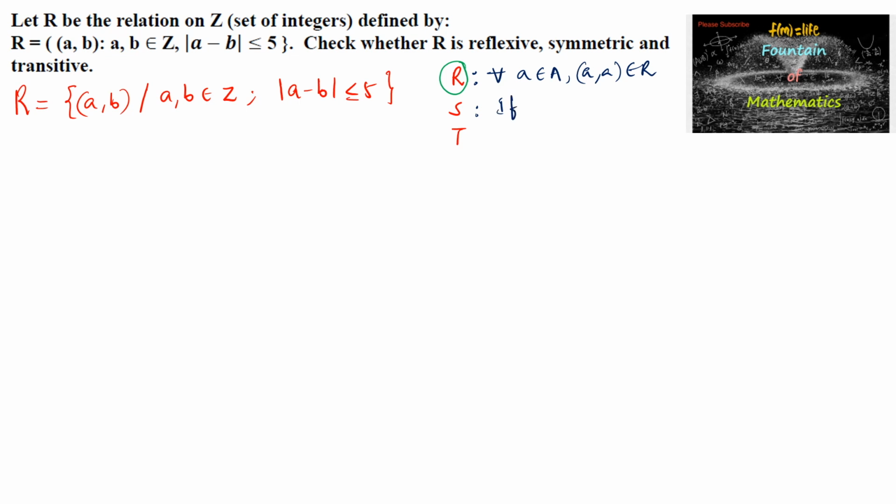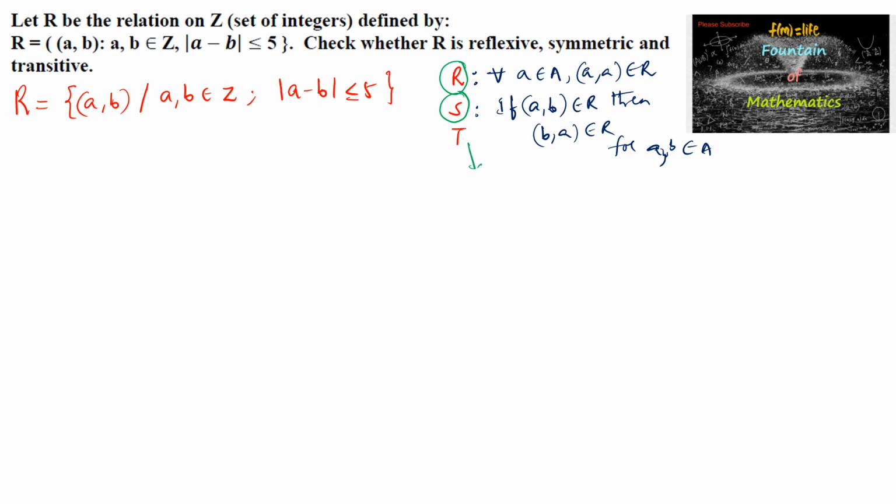if (a, b) belongs to R, then (b, a) belongs to R for a, b belonging to the set A. If a is related to b, then b is also related to a, then we can say that the relation is symmetric.